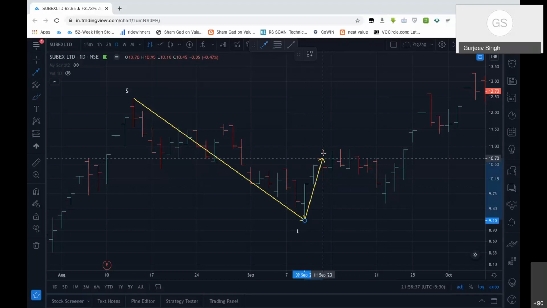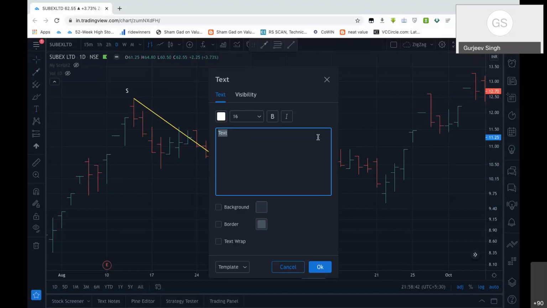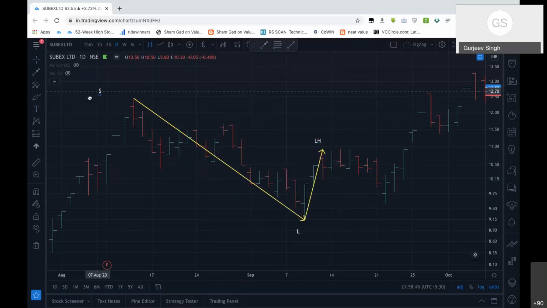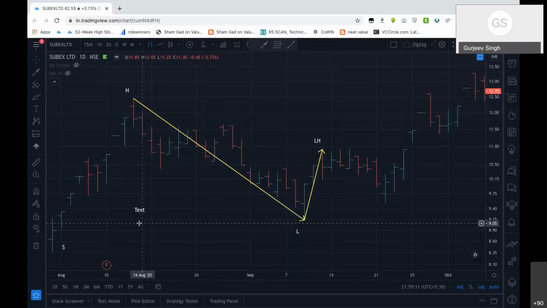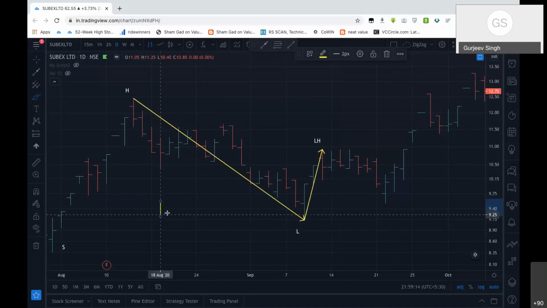Goes here. This becomes my, actually, it becomes my lower high, because this was my starting point and this was my high point. This becomes my lower high. If I have started from somewhere from here, then ignoring all these, this is my one, this is my two, this is my three, and this is my four. But another rule, rule number two: suppose I am finding this pattern. Suppose I am finding this pattern.